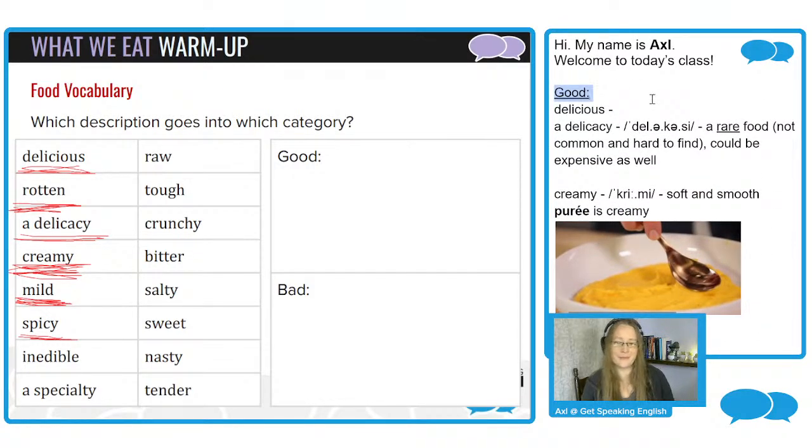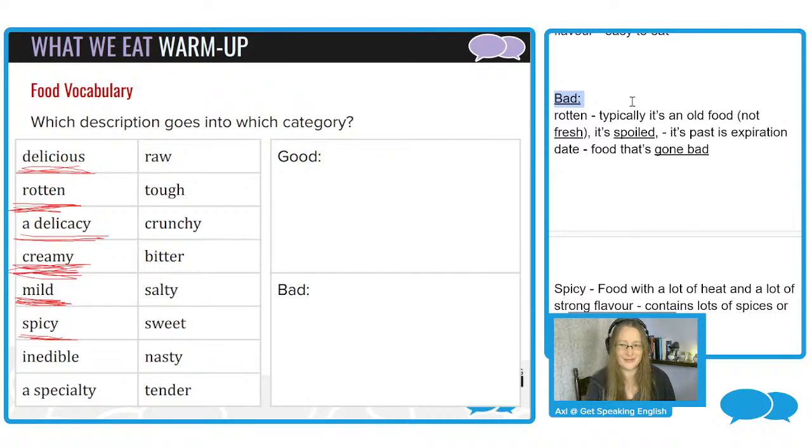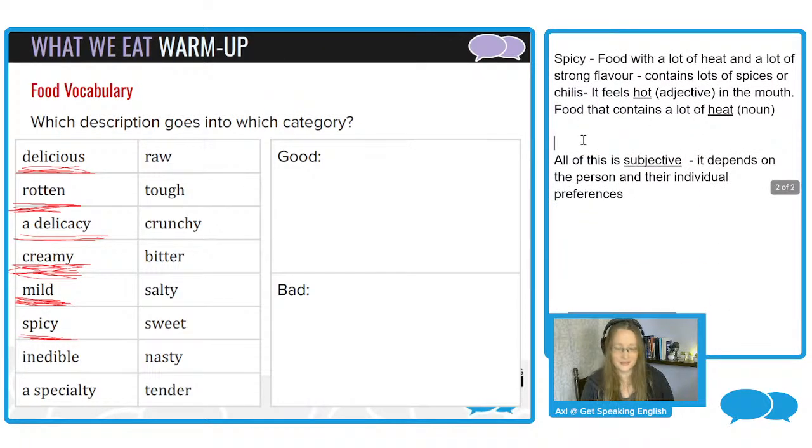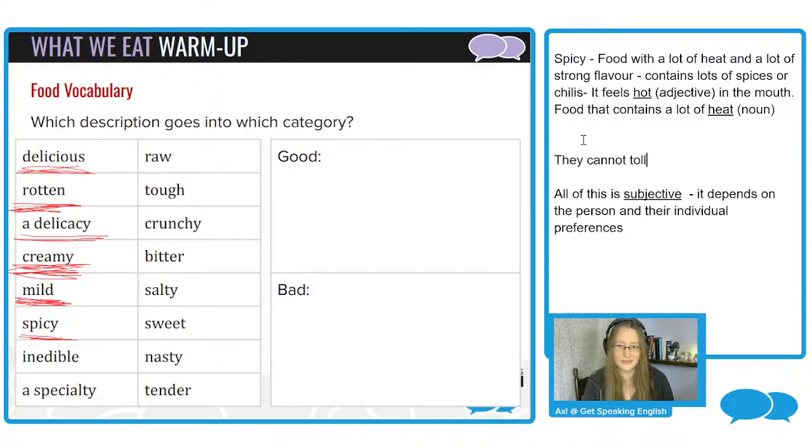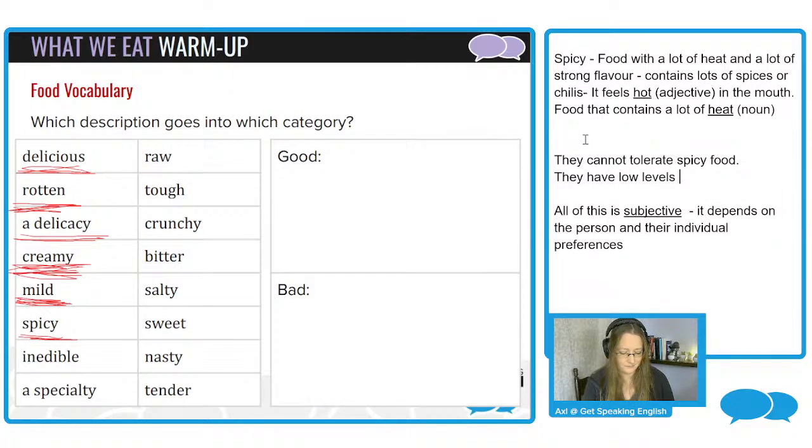I think it depends on the cultures too, right? So I think in some cultures, it's really common to grow up eating lots of spicy food, lots of really hot food. And then other cultures, like where I'm from, a lot of people cannot tolerate spicy food. Yeah, they cannot tolerate spicy food, or they have low levels of tolerance. It's hard for them to digest and they can't really eat it. Yeah. So that's definitely a thing.